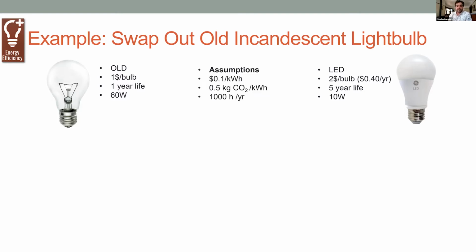Here are some assumptions that we know about that we have to employ to do this analysis. I assume that it's 10 cents per kilowatt hour. That's pretty typical of like Washington, Oregon, California. The power grid is basically natural gas, and so I assumed 500 grams per kilowatt hour, or 0.5 kilograms CO2 per kilowatt hour. And I assumed that we use the light bulb about 15% of the year, so 1,000 hours per year.